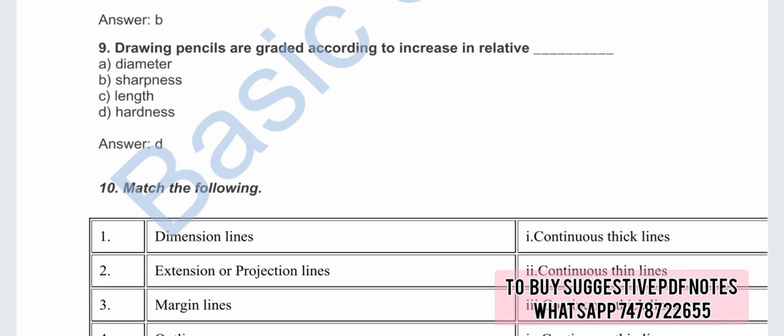Question number 9. Drawing pencils are graded according to increase in relative diameter, sharpness, length, hardness. The answer is D, that is hardness.